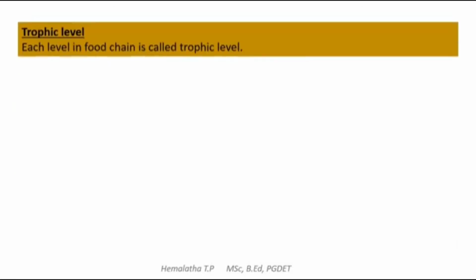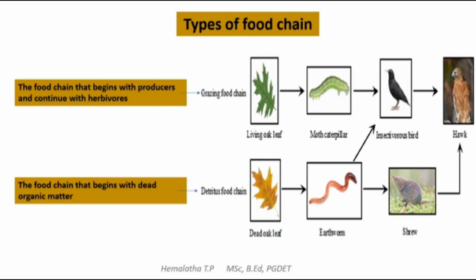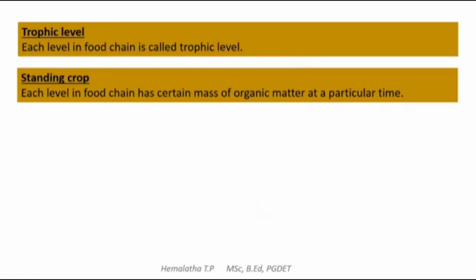Here are some of the terms which you need to understand. The first one is trophic level. What is a trophic level? Each level in a food chain is called a trophic level. Here I didn't mention it, but usually we call each level a trophic level. The producers are one trophic level, then the next trophic level, and this is the tertiary trophic level. Like that it keeps on moving. Next, standing crop. Each level in a food chain has a certain mass of organic matter at a particular time. Whatever the food chain is, it may be the producers or the consumers. Each organism has a certain amount of organic matter. That mass of organic matter at a particular time is called standing crop.